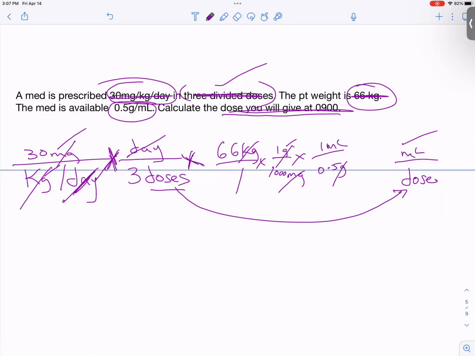And that's the entire setup, because then I'm left with only milliliter and dose. And now it's just math. So it'll be 1980 over 1500, and that will give me 1.32. And 1 to 10, I round to the tenths. 2 is not 5 and up, so it is 1.3 milliliters per dose.